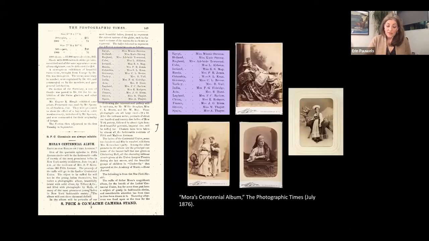The portraits in the album were by no means conventional likenesses. Each woman pictured was lavishly costumed to represent, quote, one of the 16 nations of the world. Now, the cast list that Mora provided to newspapers included no explanation for this limited number, nor for the criteria that had been used in their selection. But surviving photographs suggest that availability of costumes and possibilities for creative staging may have played a significant role in these determinations.